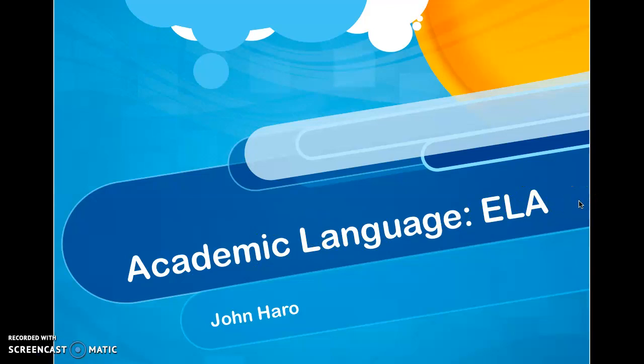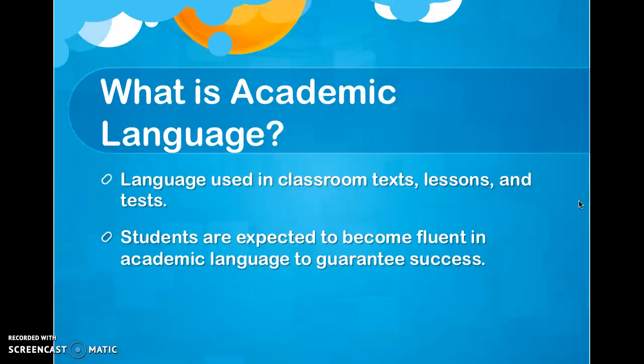All right, so we'll be talking about academic language and what it means within the English language arts. Starting off, we're going to speak a little bit about what academic language is. This is the language that is used in classroom texts, lessons, and tests, versus the language used when you're socializing with your friends, at the park, or on a soccer field.